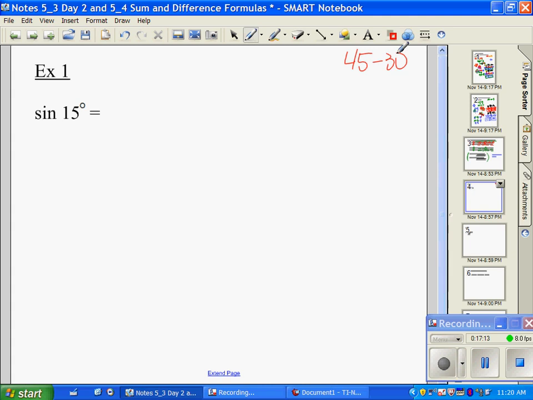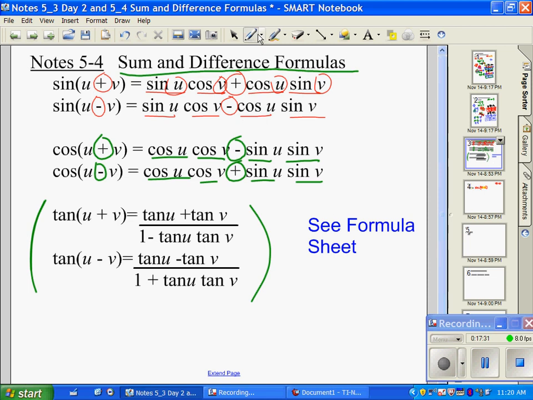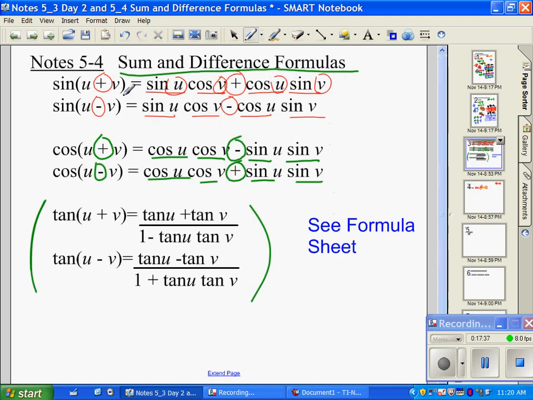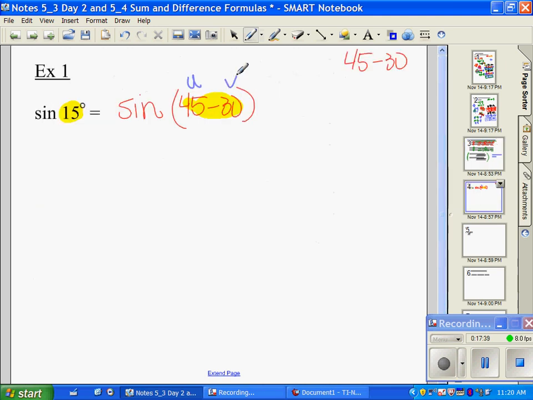So the goal of this is to do this problem without a calculator. So sine of 15 is the same as sine of 45 minus 30, because again, 45 minus 30 is still 15. So when we look at the formula, the u is going to be this 45. The v is going to be the 30.